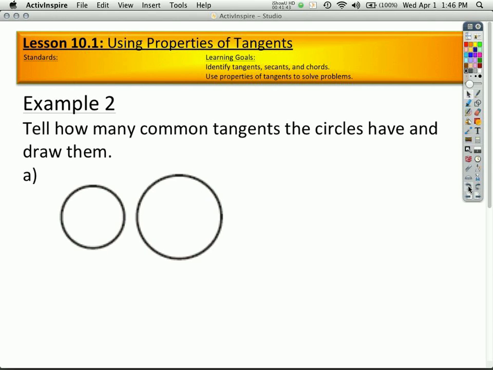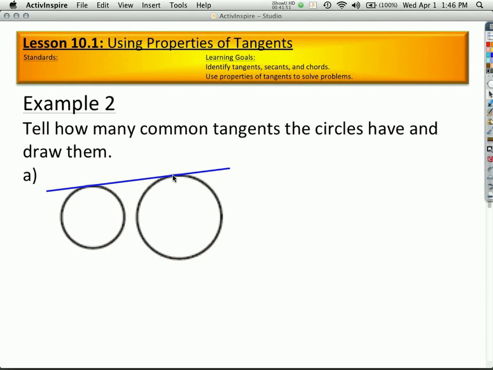But let's just make sure we understand common tangents. So here is a common tangent. It is a line that is passing through one point of this circle and one point of this circle. It's tangent to both. Excuse me for one moment. Okay, I apologize. So there's a common tangent.